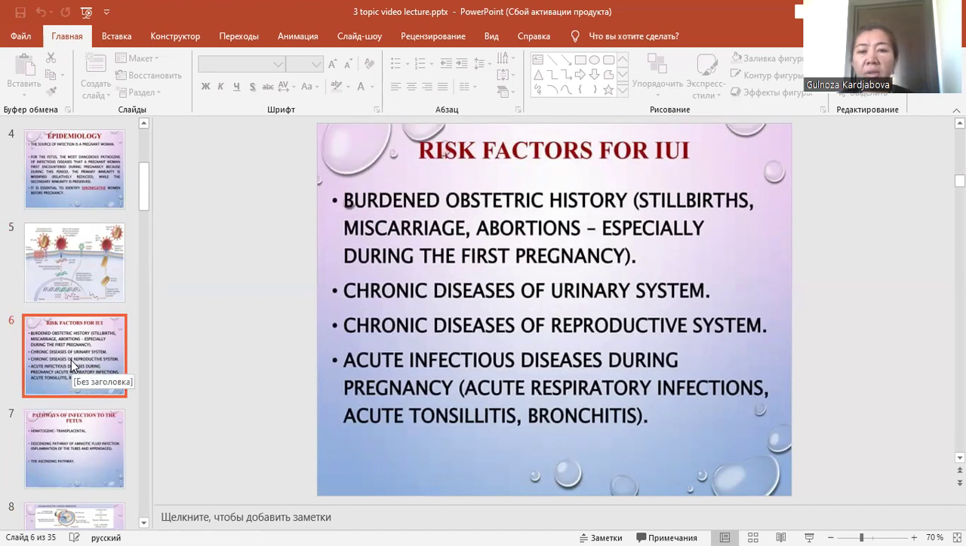Risk factors for intrauterine infections are a burdened obstetric history, stillbirths, miscarriages, abortions, especially during the first pregnancy; chronic diseases of the urinary system and reproductive system; and acute infectious diseases during pregnancy, maybe respiratory, such as acute tonsillitis and bronchitis.